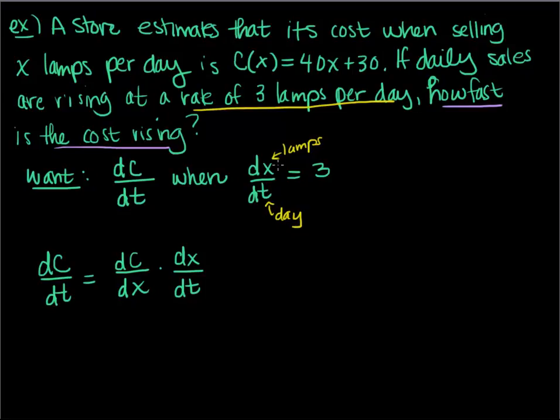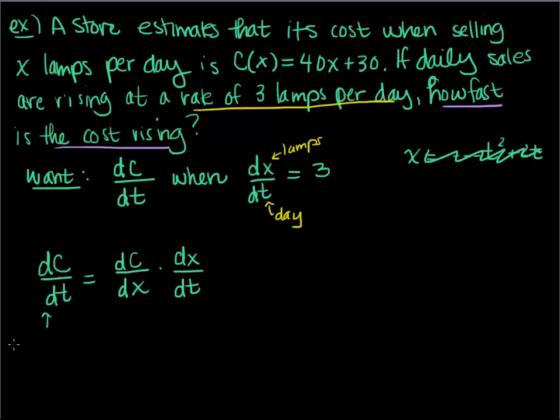Now the difference with this is I don't actually have a function x equals something with a t squared plus 2t or something. I don't have any of that. But what I do know is that dx/dt is 3. So I actually don't need to know the function for x with respect to time to be able to complete this problem. So think about this again.